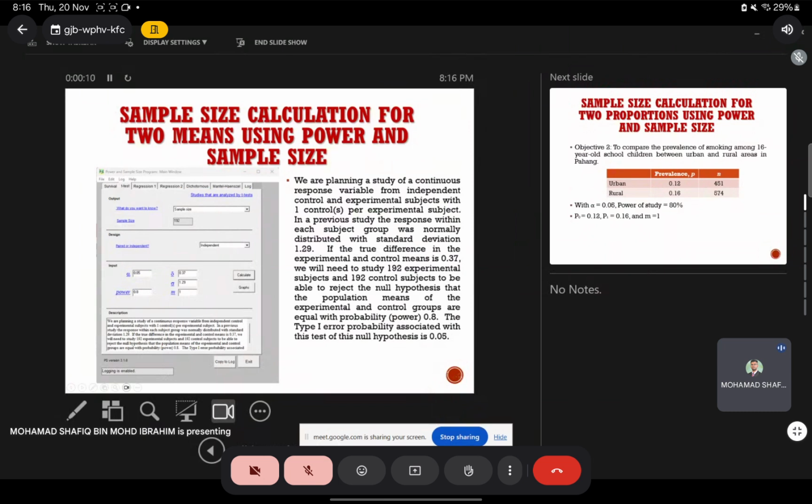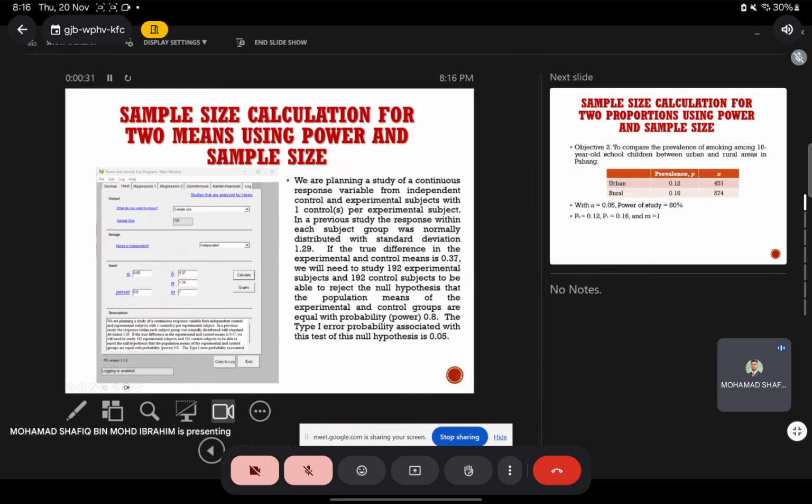So now this is independent here. So alpha equal to 0.05 with the power of study 0.8. So this is the mean difference between the two groups. So you just need to minus between urban and rural. So you compute the differences and then you just need to enter the mean differences here.